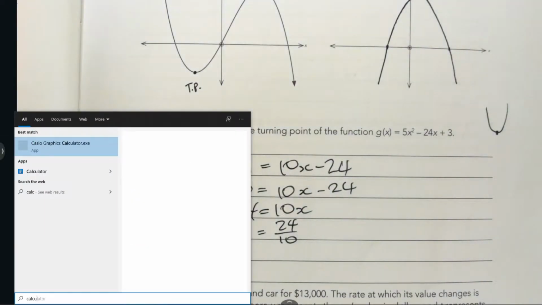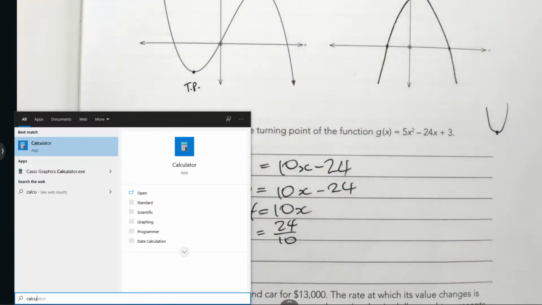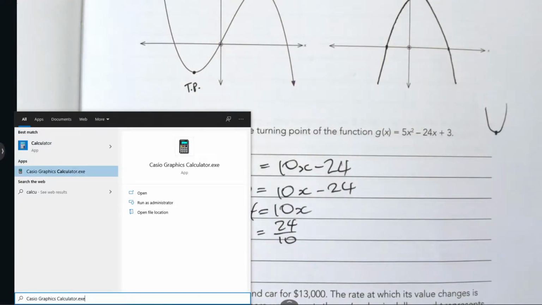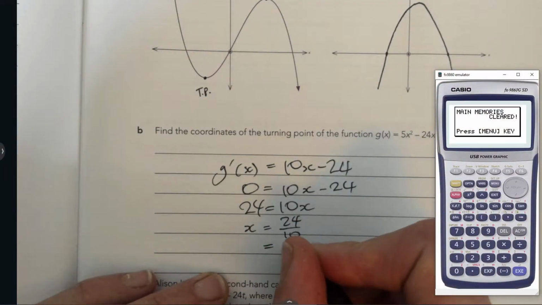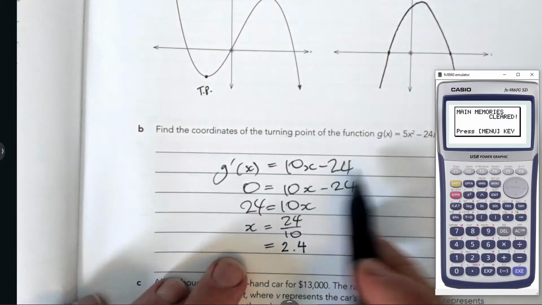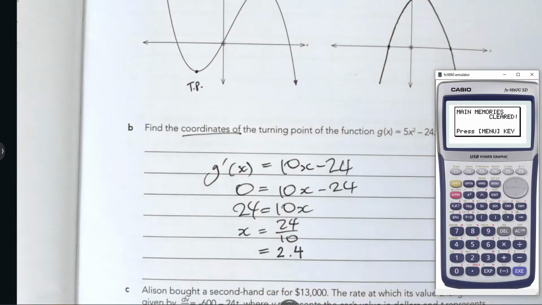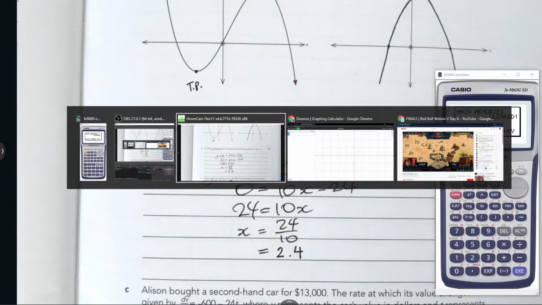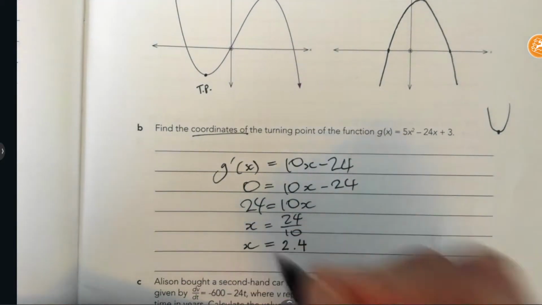Let's get a calculator up, eh? Oh, no, I don't want that piece of jank. The thing is, by the time you get the calculator out, you've done it in your head, which is ideal, which is 2.4. Ooh, look at this. Coordinates. They don't want just a value, so I know it's when x equals 2.4.